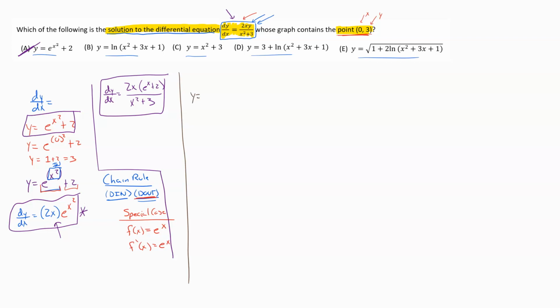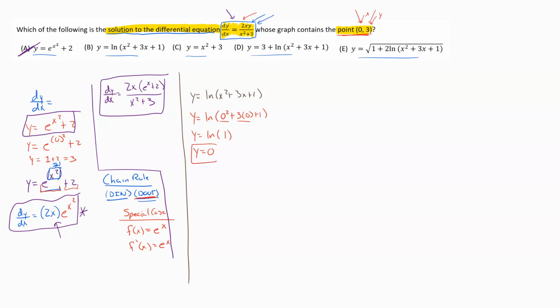So we get y equals the natural log of x squared plus 3x plus 1. Again, start off here by plugging in 0 to the equation and seeing if we get out 3 as an answer. So if I plug in 0, I get the natural log of 0 squared plus 3 times 0 plus 1. That's going to equal the natural log of 1. The natural log of 1 is something they want you to know. The natural log of 1 is equal to 0.